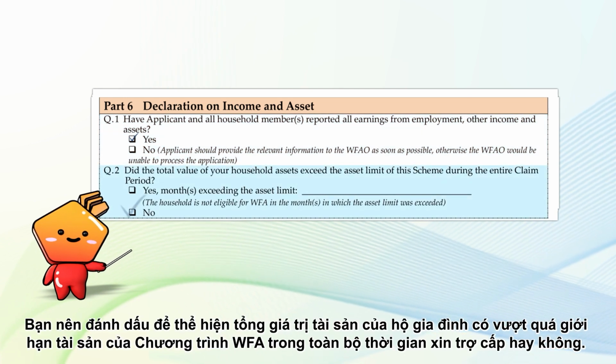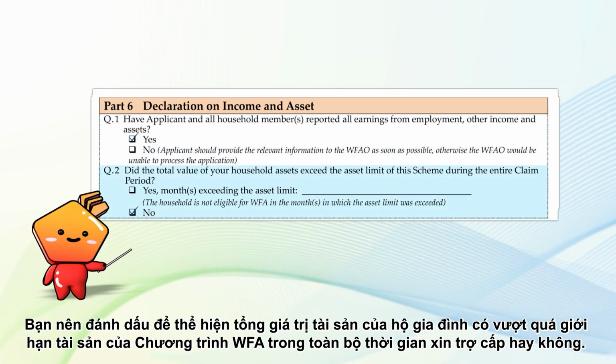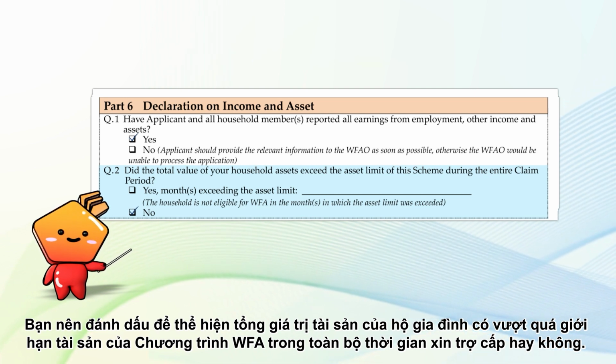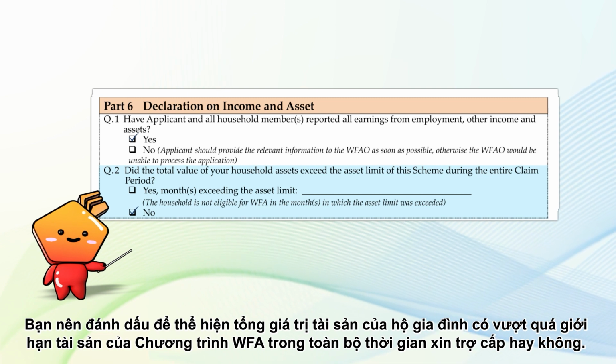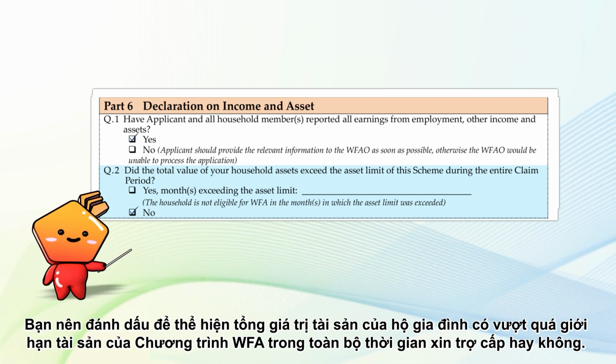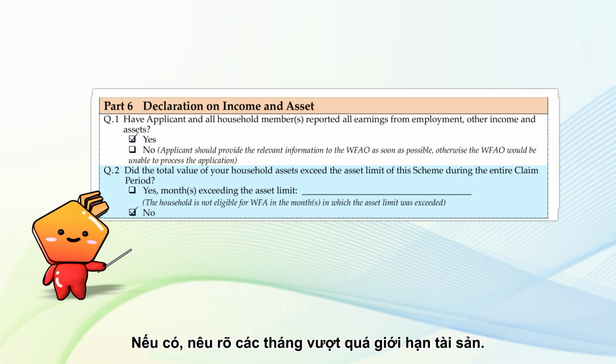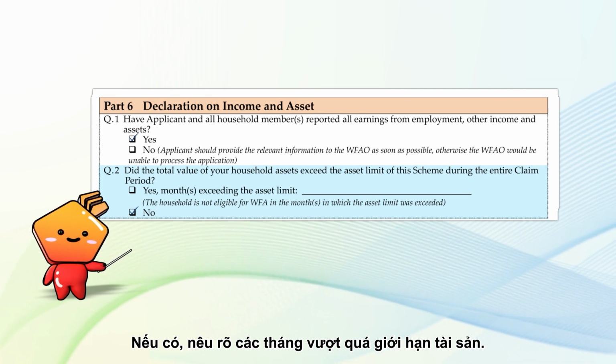You should put a tick to indicate whether the total asset value of the household exceeded the asset limit of the DUFA scheme during the entire claim period. If so, specify the months in which the asset limit was exceeded.